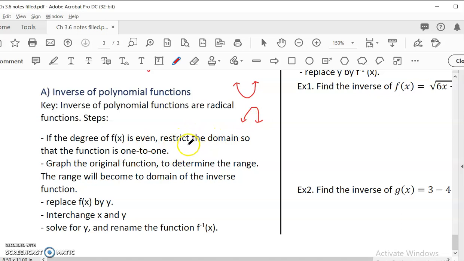So the first step is to restrict the domain. The second is to graph the original function to determine the range, so that you would know the domain of the inverse function. And then to find the formula, basically you replace f of x by y. This is the switch and solve kind of process. You replace f of x by y, then you interchange x and y, and you solve for y for the inverse function's formula.